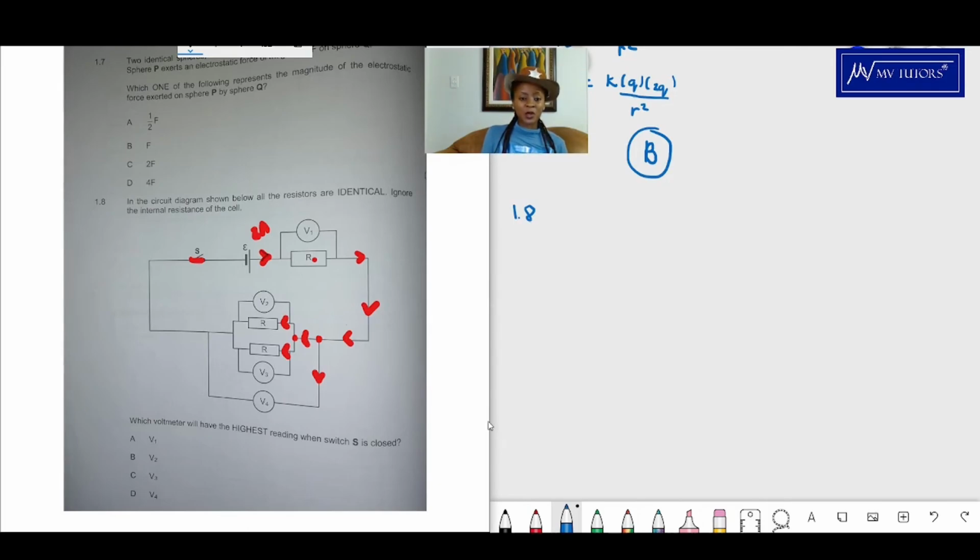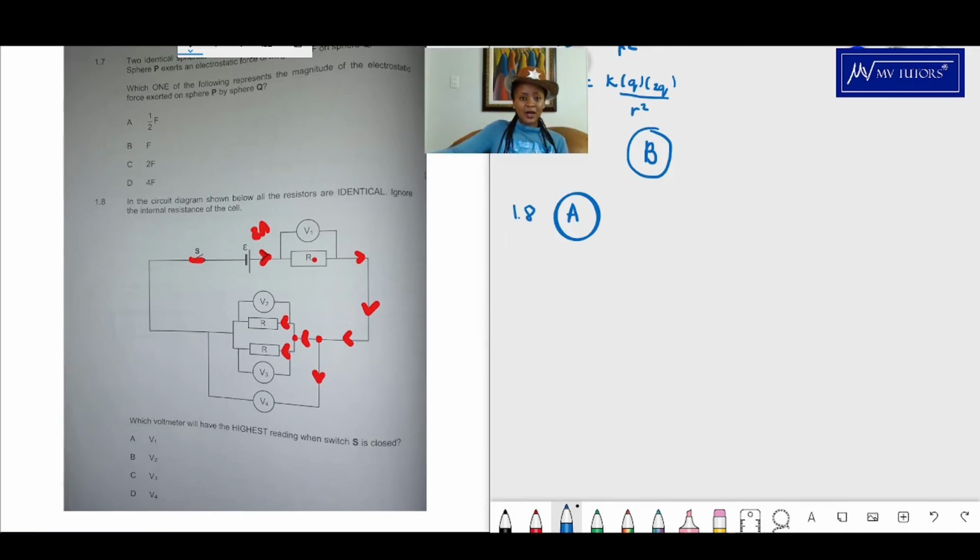Remember also for V4, it's the shared current. Where the current flows fully through is where voltmeter 1 is. So you're going to have the highest reading when switch S is closed at V1, and V1 is A over here. I hope that was understood. As soon as you start dividing the current, you won't have the highest voltmeter reading there.